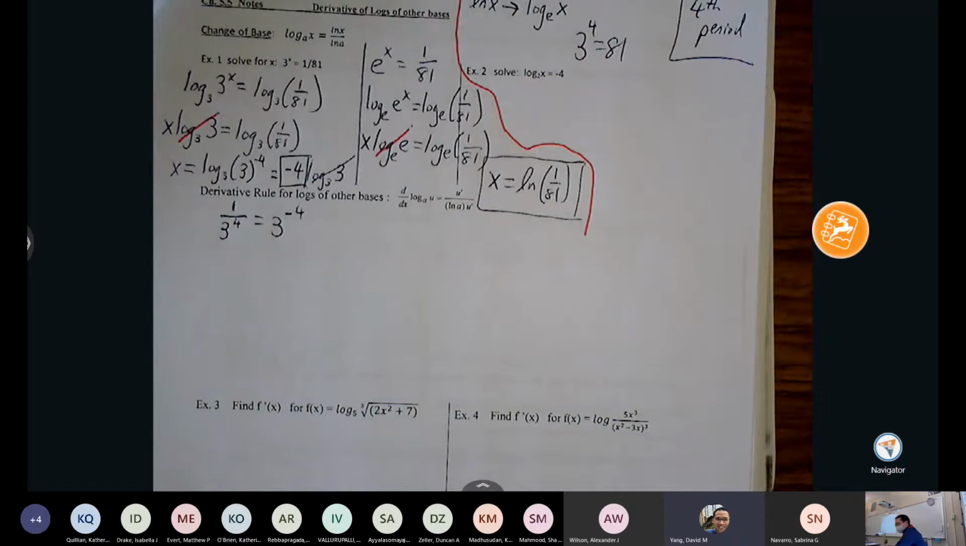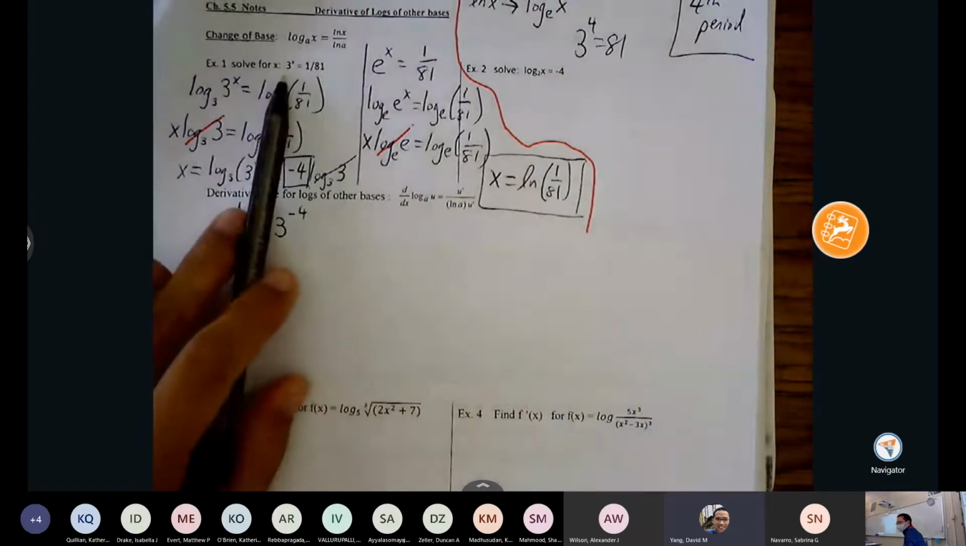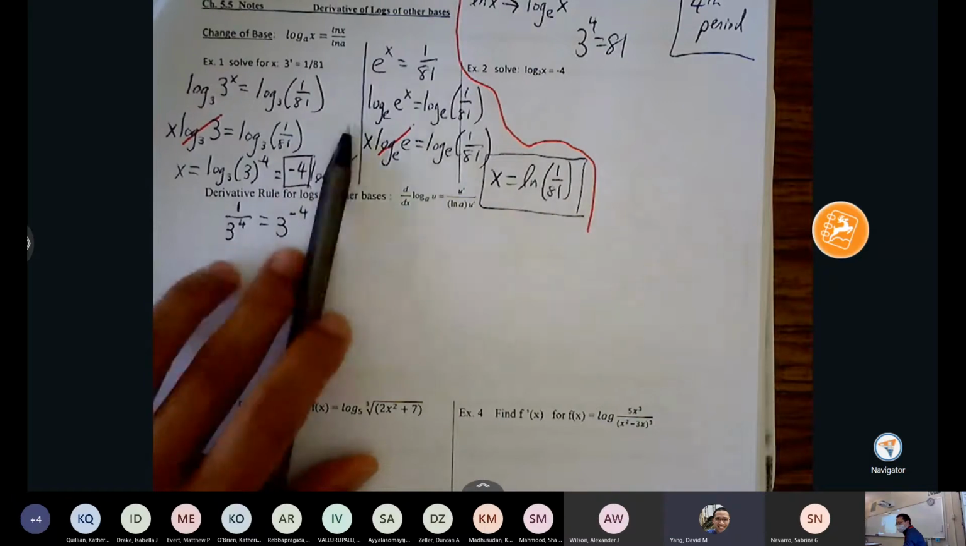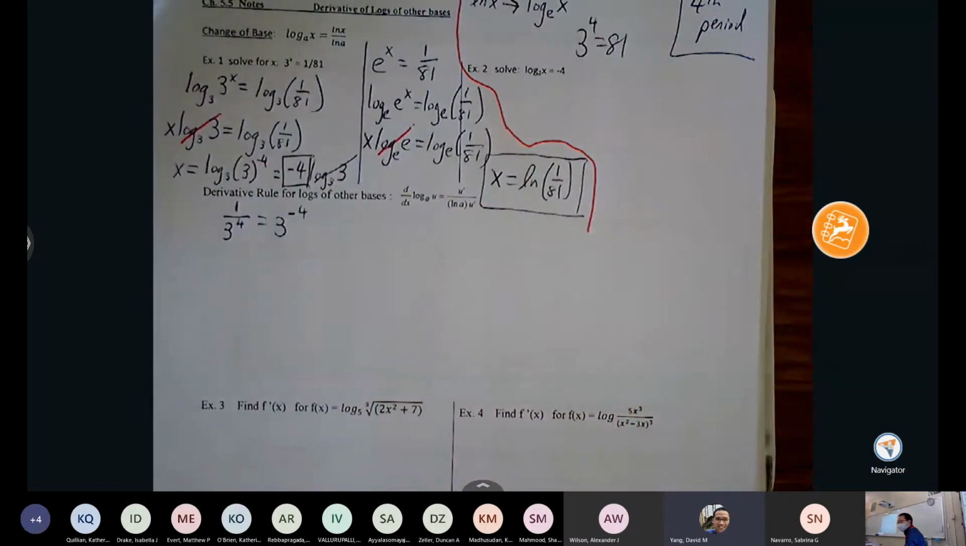So just like how we use natural log to get rid of base e, we can use log base a to get rid of any base that we're dealing with. But the same concept applies. We take the log of both sides because we want the exponent to come down, because we want to take advantage of those exponent properties.